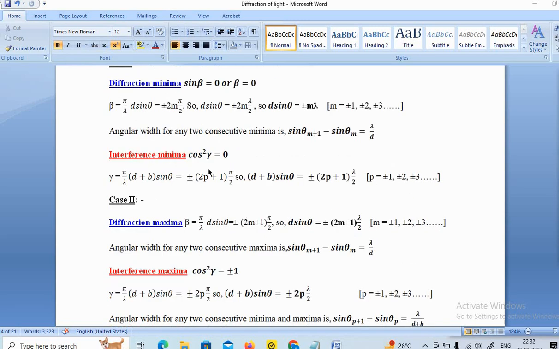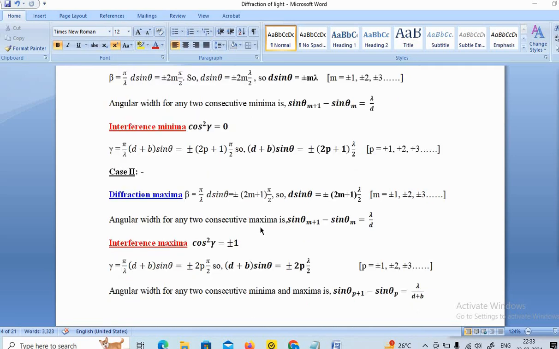Now the case of interference: cos square gamma is equal to 0. When is this possible? When gamma equals (2p plus or minus 1) pi by 2, where p is some integer, and gamma is given as pi (b plus d) sin theta divided by lambda, for the two coherent light sources. Rearranging this gives (b plus d) sin theta equal to plus or minus (2p plus 1) lambda by 2. Again, just reverse the case for maxima.